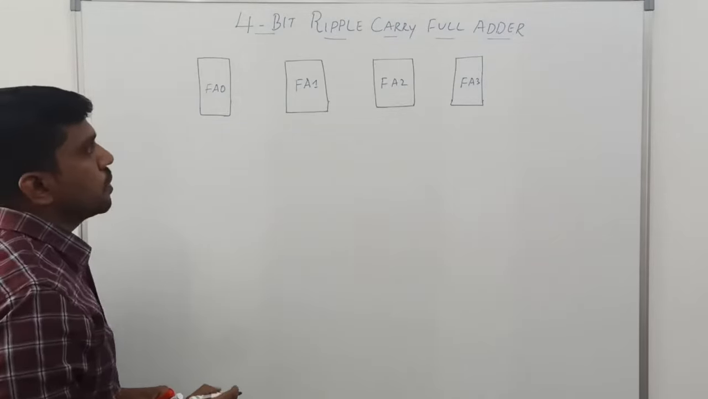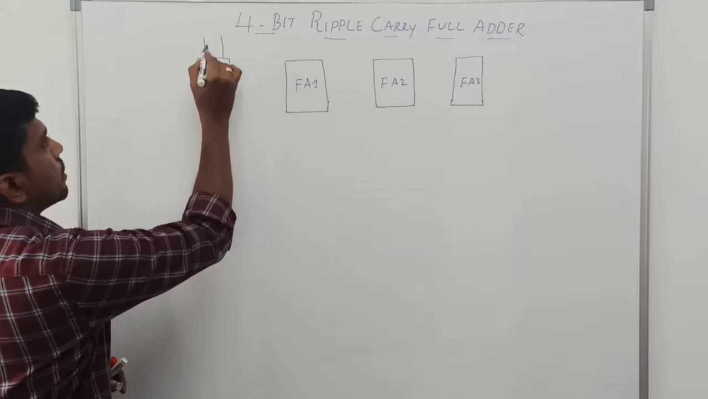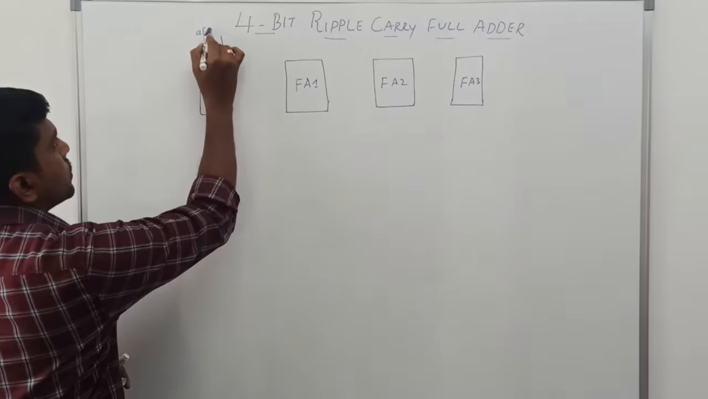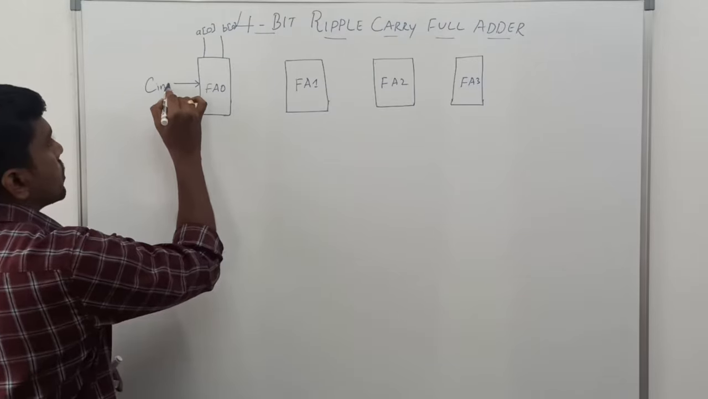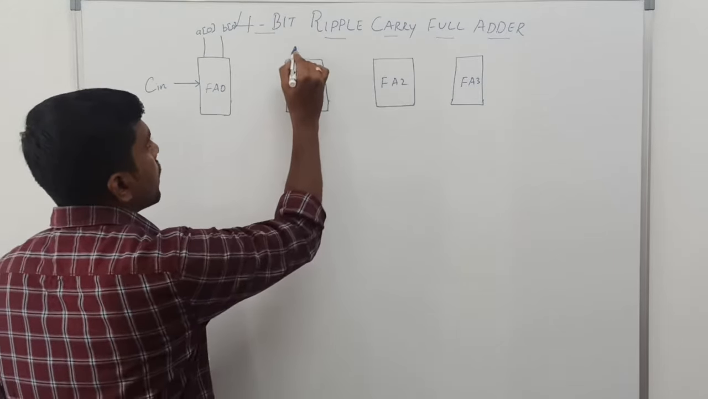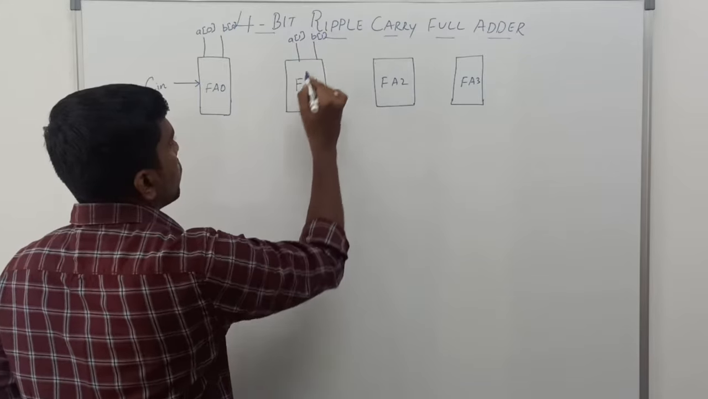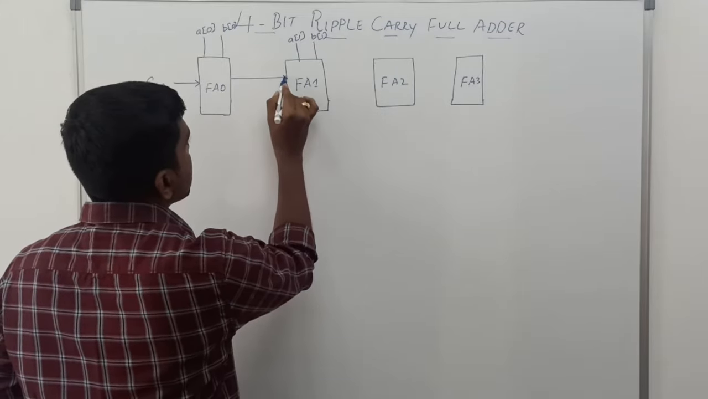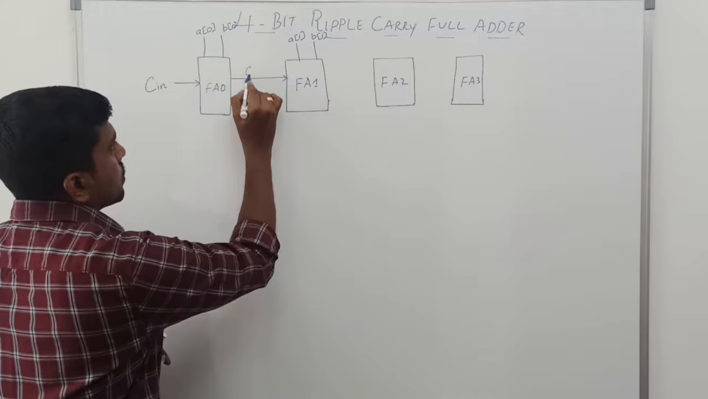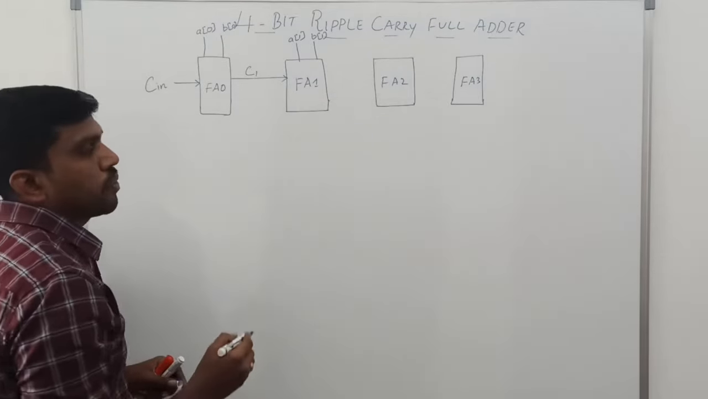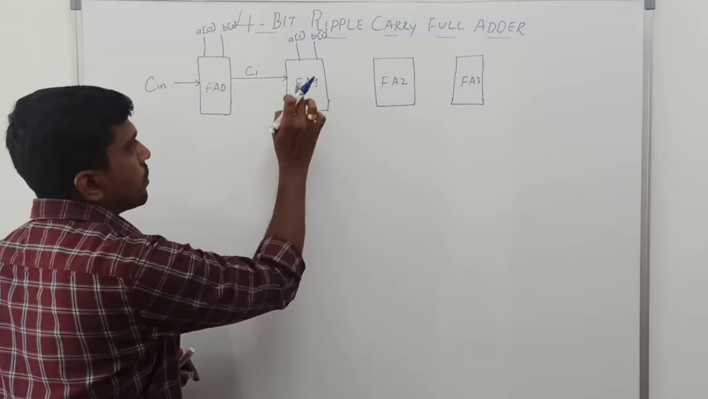In this full adder circuit, it needs 3 input signals. Here I am applying the vector input signals A of 0, B of 0, and Cin. Cin represents carry in. For the second full adder circuit, A1, B1. The carry output is transferred to the input of FA1, and it is represented as C1. So C1 represents the carry out of FA0, and this value is transferred to the input of FA1.